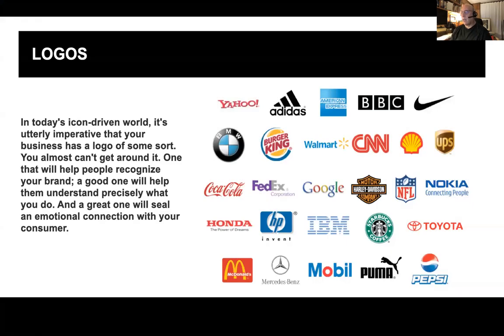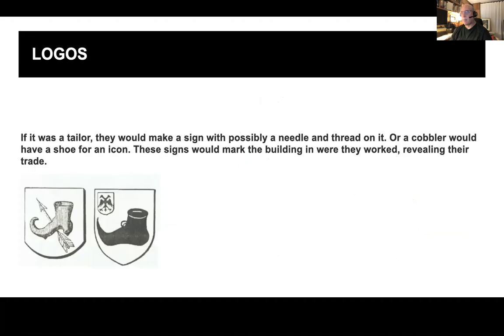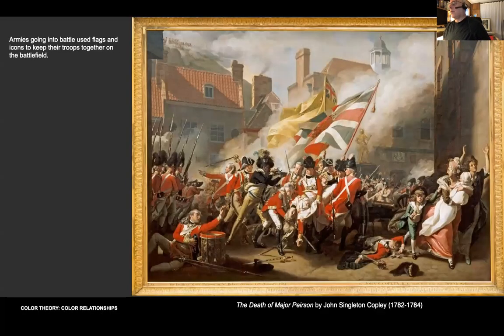The icon is just a visual that ties into your brand some way. It goes way back. In the olden days, if you wanted your shoe fixed, you went to the sign of the cobbler. If you look at this painting by Copley, the flags are logos essentially. The colors unite people on one side or the other. This is the Battle of Jersey, fought by the British against the French off the coast of France. It didn't go well for Major Pearson.